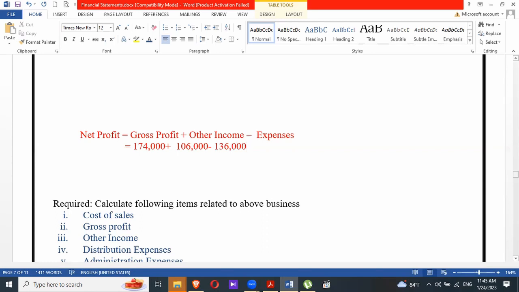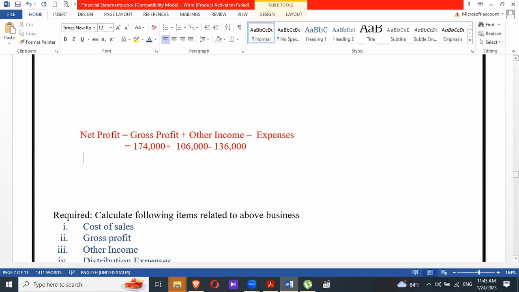So gross profit plus other income minus expenses. Answer for the net profit, we can take 174 plus 106, 280. 280 minus 136, 144,000. 144,000, right? I'll explain again how to take this 136,000.